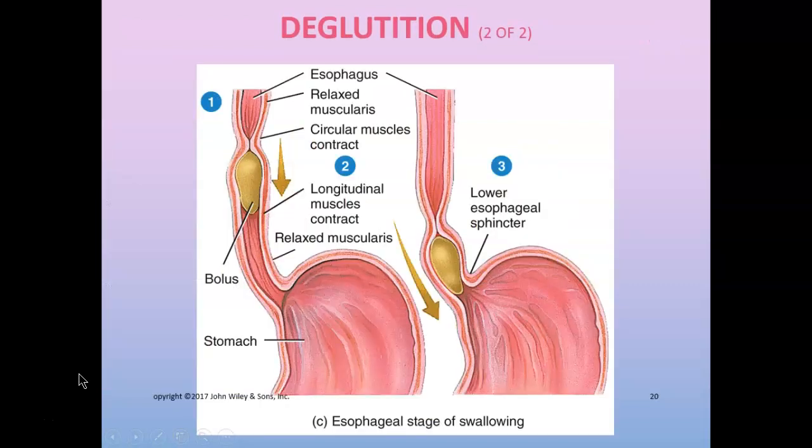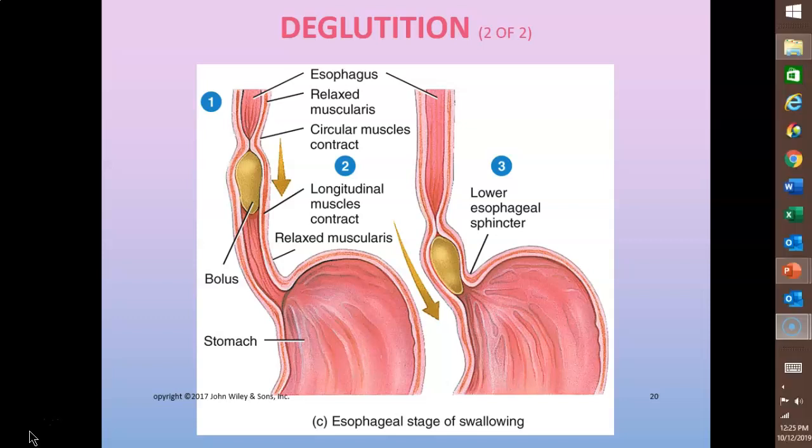I apologize. The esophageal stage begins once the bolus has moved into the esophagus. During this stage, peristalsis, or a progressive coordination of smooth muscle contractions and relaxations of the circular and longitudinal layers of the muscularis, is going to push that bolus forward into the stomach. So that lower esophageal sphincter is going to relax when that bolus of food reaches it, and that allows the food to move into the stomach.